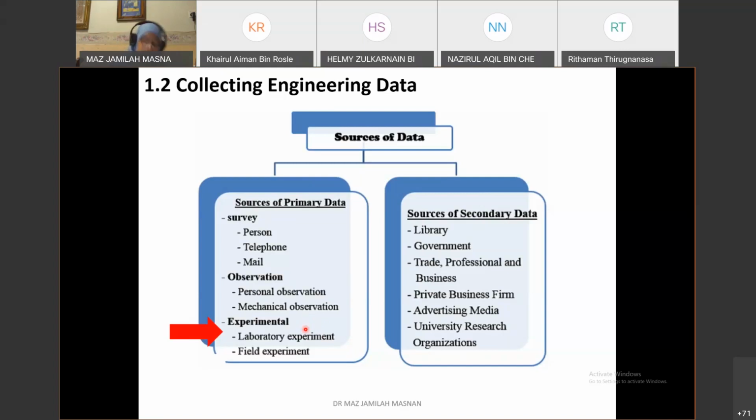What about secondary data? There will be a lot of sources, especially nowadays. Some of the sources for secondary data would be the library, maybe electronically, or reports, available books or data and everything. It could be government reports, it could be from trade, professional and businesses, and so on and so forth. There will be many sources for secondary data depending on what types of data, so you will have to pinpoint which source will be suitable to look into.